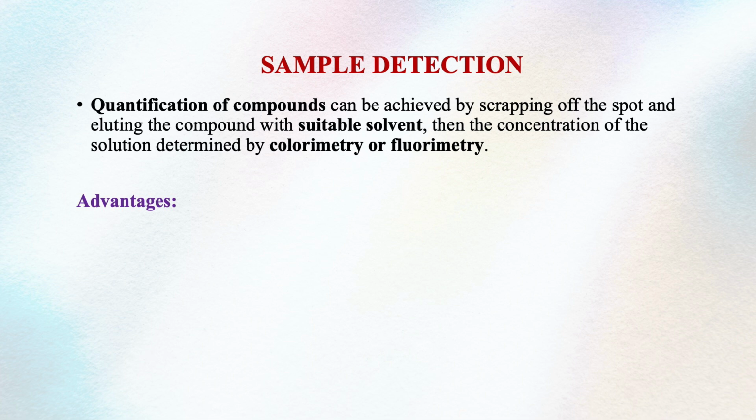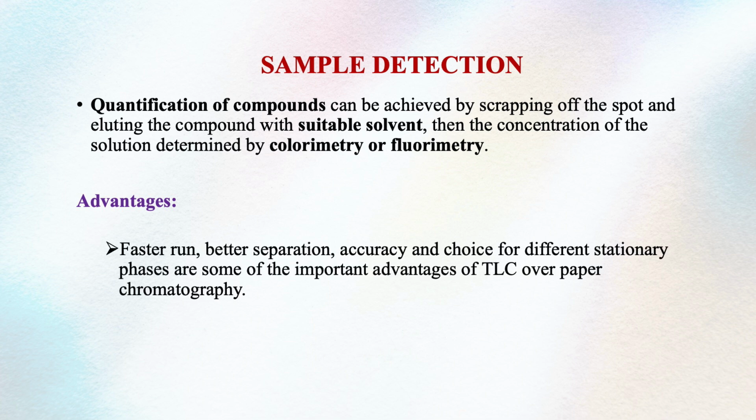If you ask me what the advantage of thin layer over paper chromatography is, I would say thin layer is faster, better in separation, and accurate. Apart from that, there are various choices for the stationary phases, so you can use different methods, different solvent systems and different stationary phases depending on the nature of the sample you are going to separate. These are a few advantages of thin layer chromatography over paper chromatography.